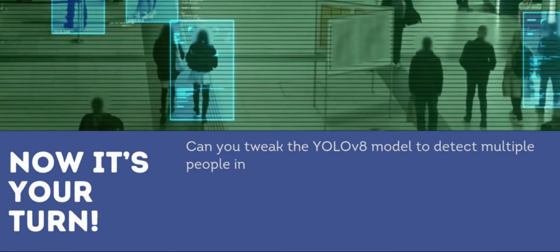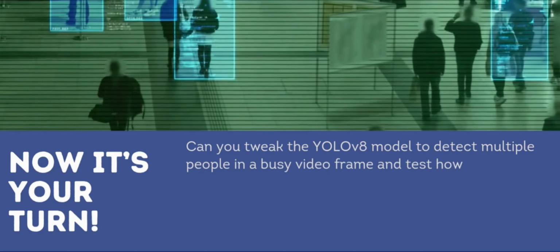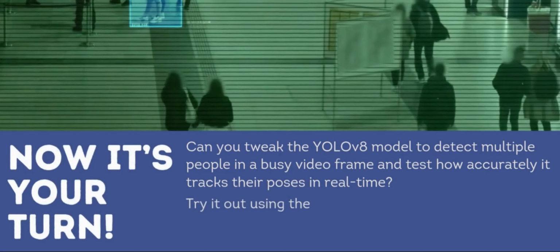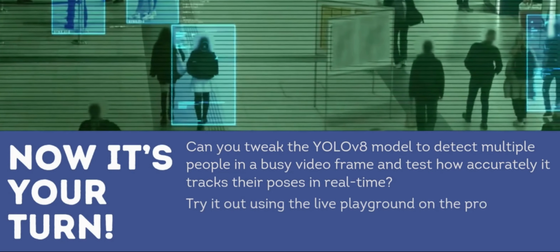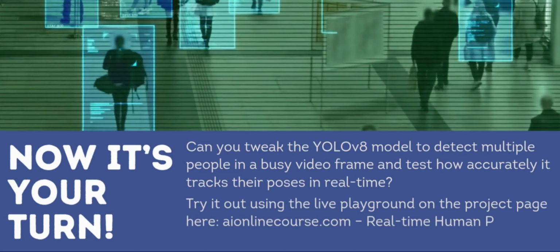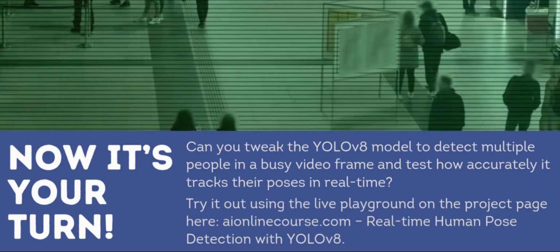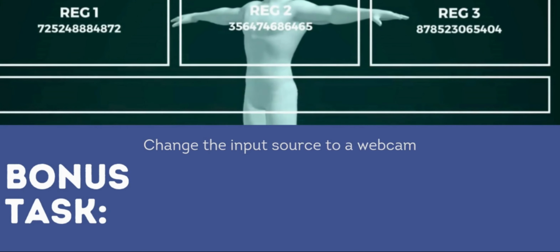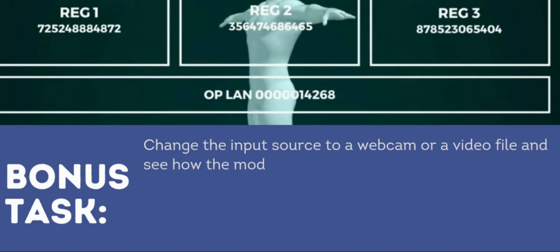Now it's your turn. Can you tweak the YOLOv8 model to detect multiple people in a busy video frame and test how accurately it tracks their poses in real time? Try it out using the live playground on the project page here: Aionlinecourse.com, Real-time human pose detection with YOLOv8. Bonus task: change the input source to a webcam or a video file and see how the model performs.